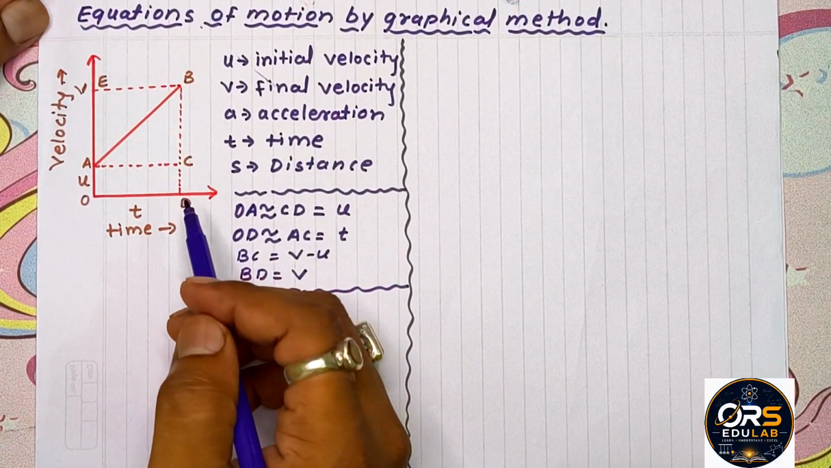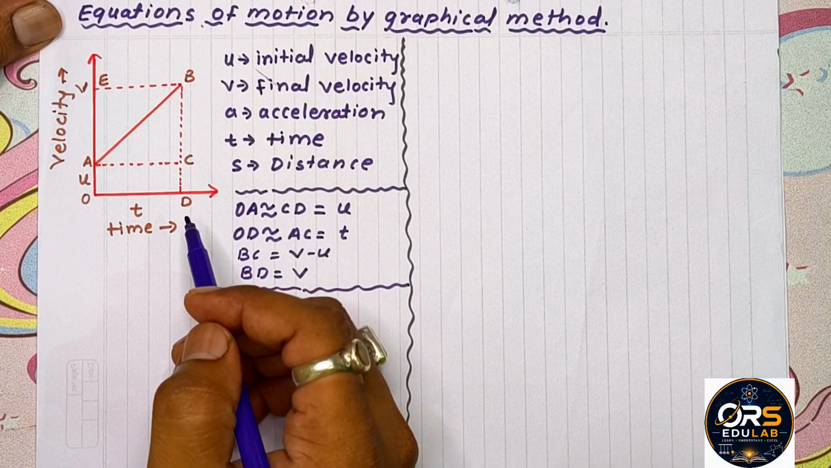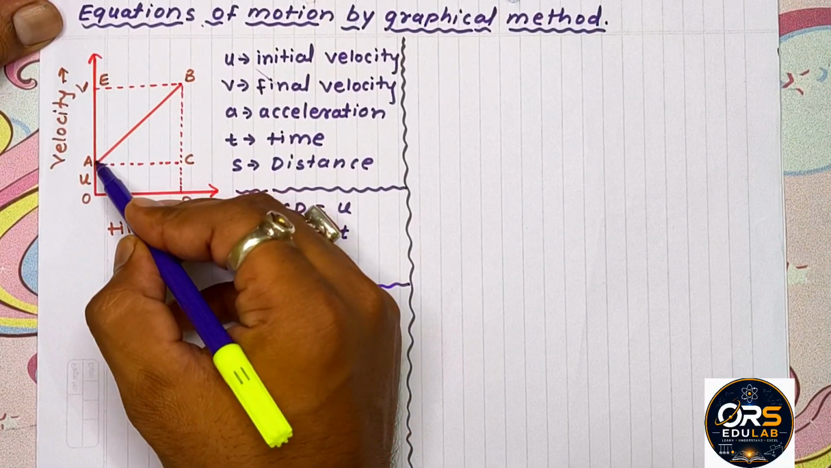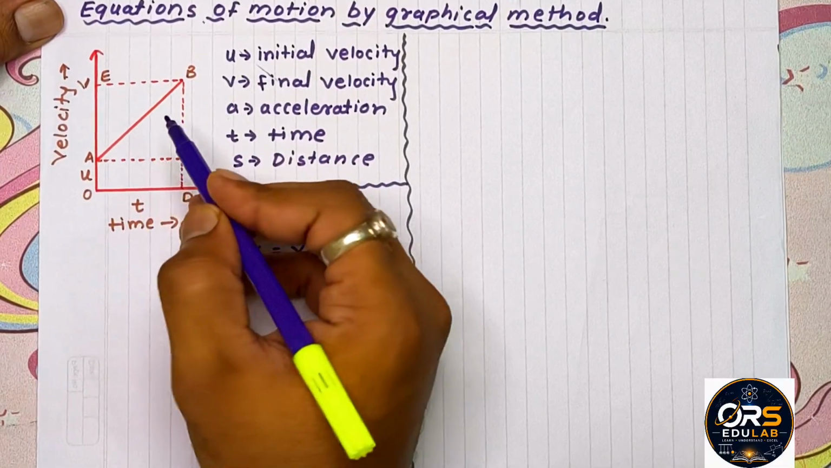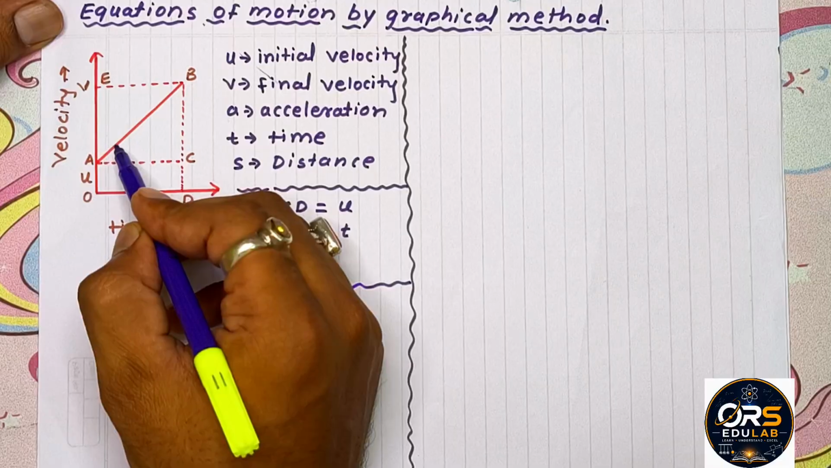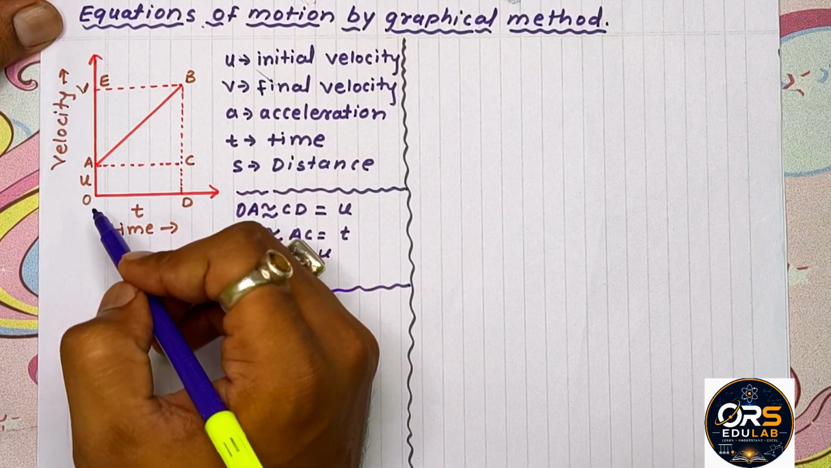These equations of motion are applicable for uniformly accelerated motion. So why do we call this a uniformly accelerated motion? Because the velocity of an object continuously goes on increasing at a constant rate. So because of that we can say the motion is accelerated motion. And also the slope of this graph is constant at each and every point.